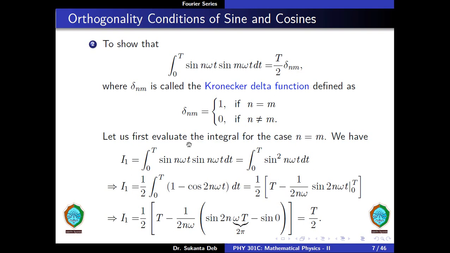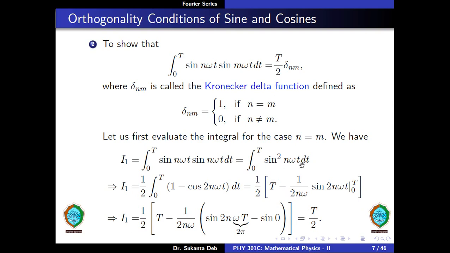Now let us first evaluate the integral for the case n is equal to m. Now we substitute n is equal to m. So therefore we get the value of this integral. Let us denote this by capital I, subscript 1. So this becomes equal to integral from 0 to capital T sine of n omega t sine of n omega t dt. So this is equal to integral from 0 to capital T sine square n omega t dt.